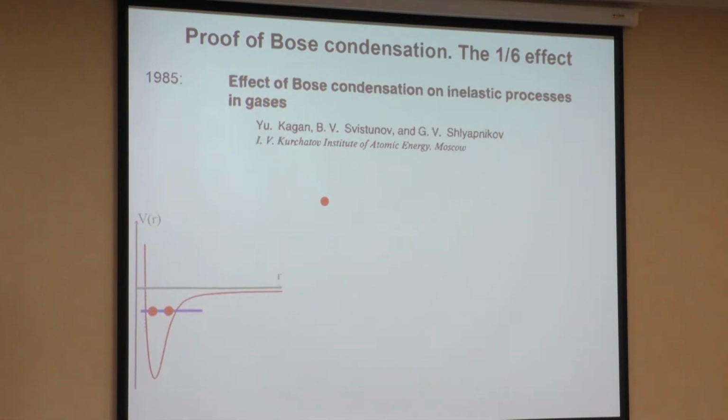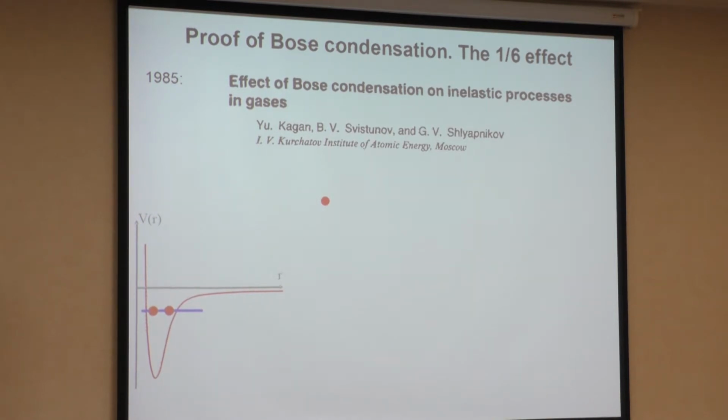this paper of Yuri Kagan is that in the Bose-Einstein condensate, those inelastic collisions, the inelastic chemical reaction, go 6 times slower than in a classical gas. It's a huge difference. Where does the number 6 come from? It comes from quantum statistics. It's the number of permutations of 3 different particles.